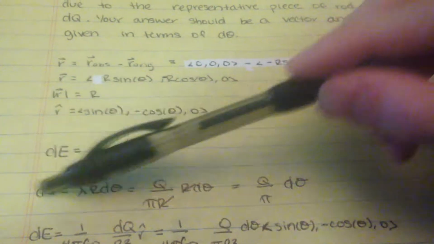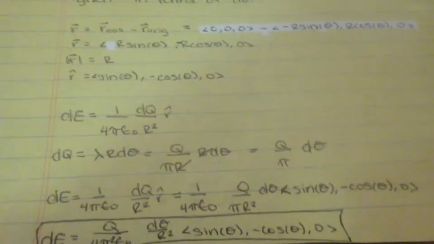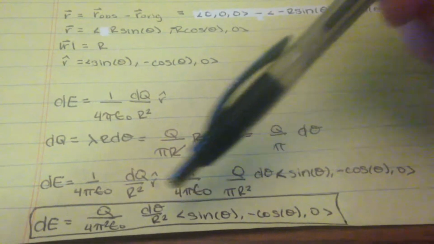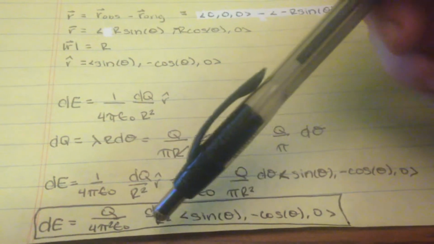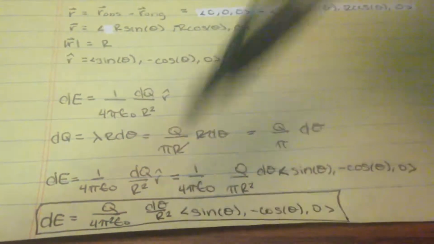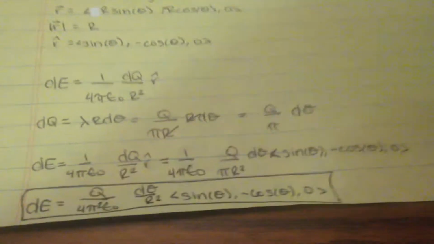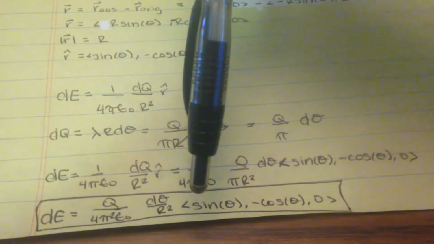Then you can plug this quantity back in, starting with the original formula. And your final answer is when you do all the factoring. So here are all your constants. You can even move this under here, but I just decided to leave it as d theta over r squared anyway. So you're left with q over 4 pi squared e naught d theta over r squared times your unit vector.